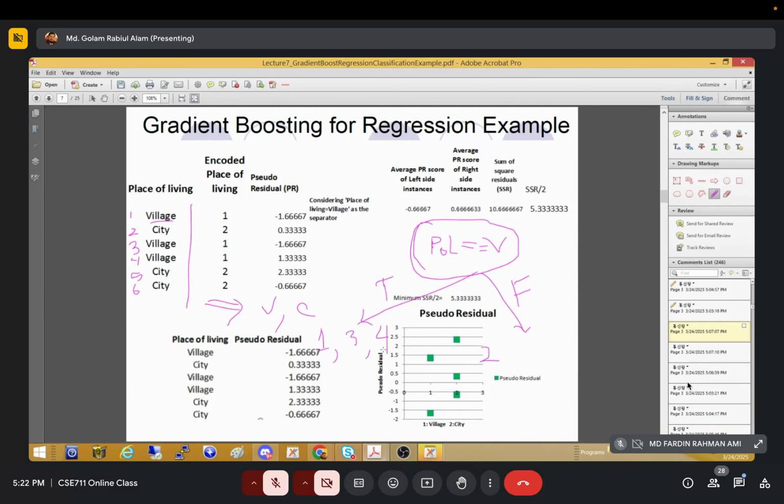5 is city, so we place 5 here, and 6 is also city, so here. So those are the observations. Now we have to think about the corresponding residuals. For observation 1, the residual is negative 1.67.